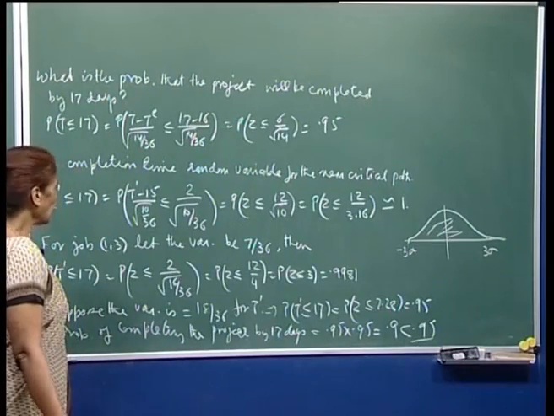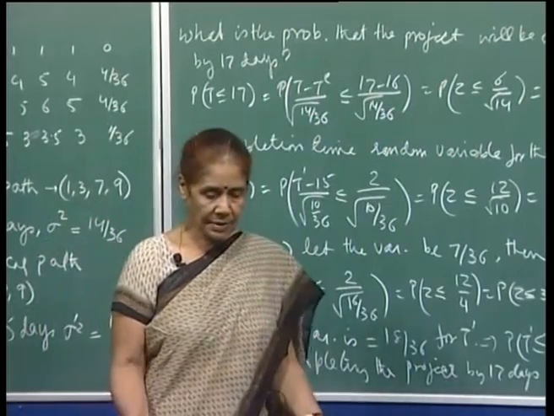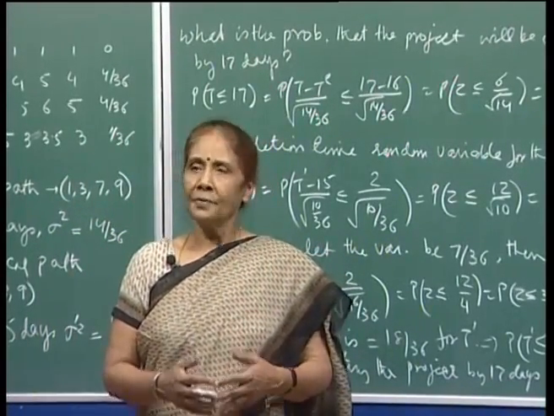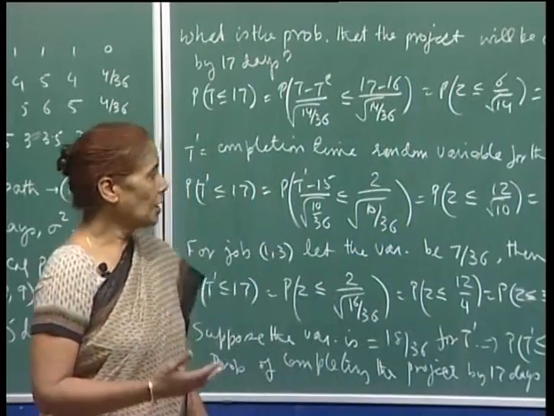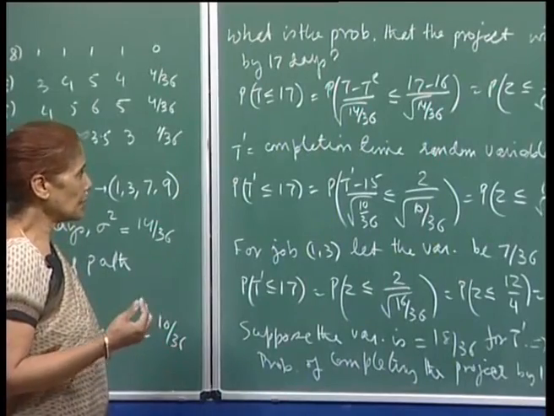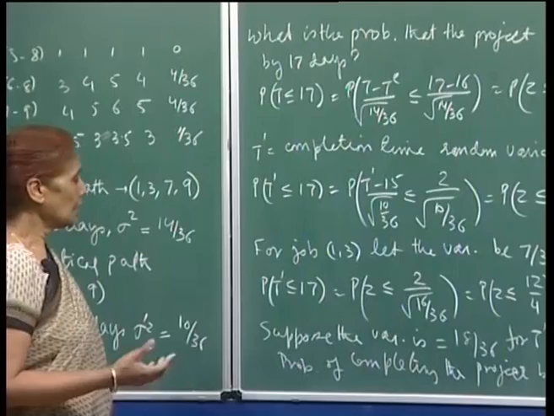So, again, what I am trying to say is that if the near critical path is close to the critical path and the variance is high, then the probability of completing the project will not be dependent just on completing the activities on the critical path.